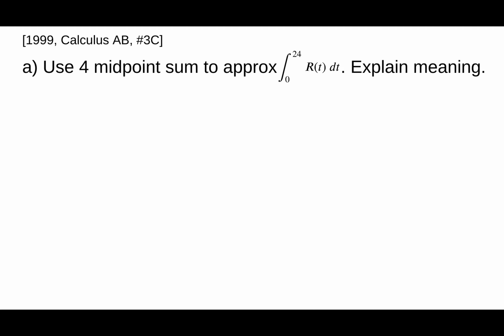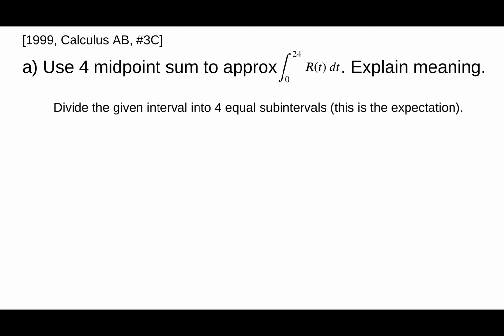This is from the 1999 Calculus AB exam. It is question 3 and it is calculator active. In part A, we are asked to use the given table and 4 midpoint sum rectangles to approximate the definite integral from 0 to 24 of r of t dt, and then to explain its meaning.